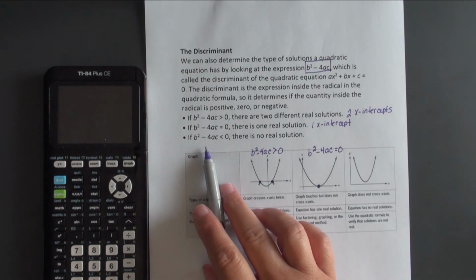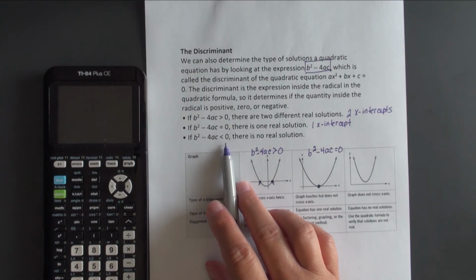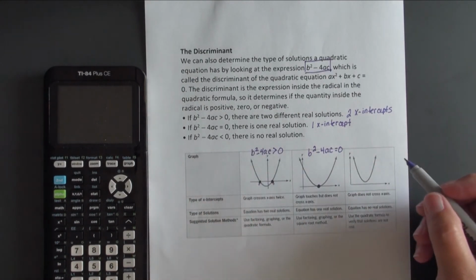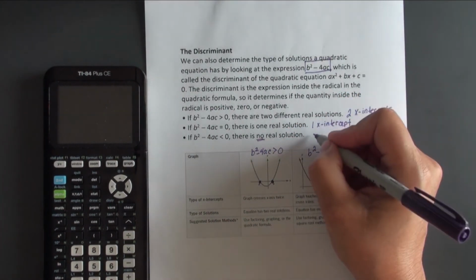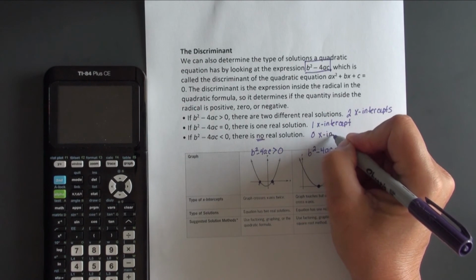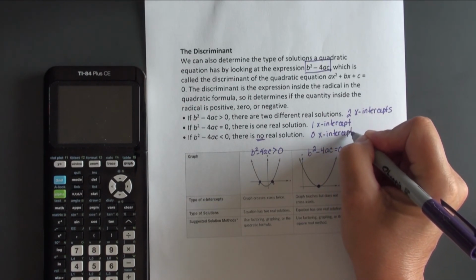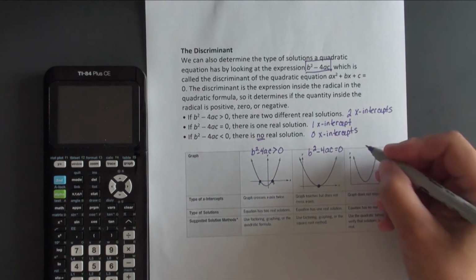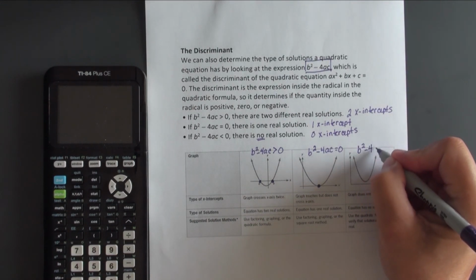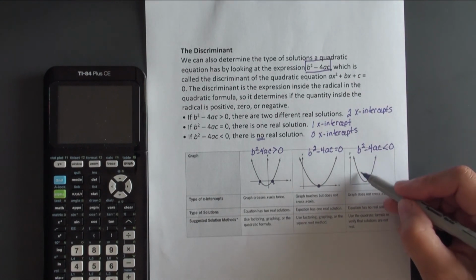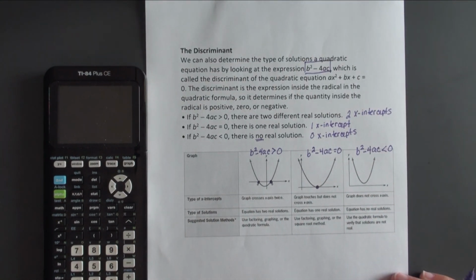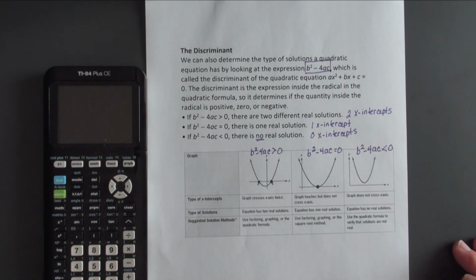And when the portion underneath the radical is negative, we know we have an imaginary solution. When we have an imaginary solution, there are no x-intercepts, or 0 x-intercepts, as in this case here. So when our discriminant b squared minus 4ac is negative, our graph will not cross the x-axis. So keep this information in mind. It will be helpful to you as you continue on in the course.